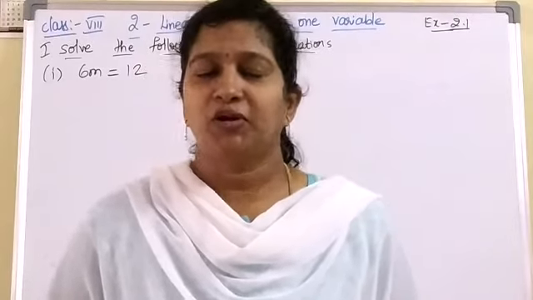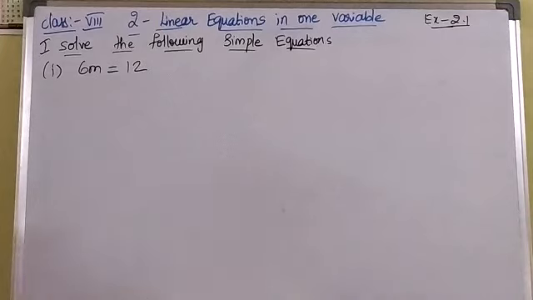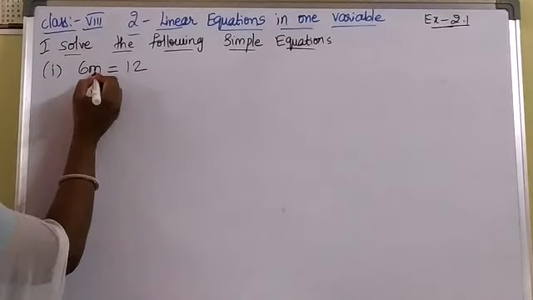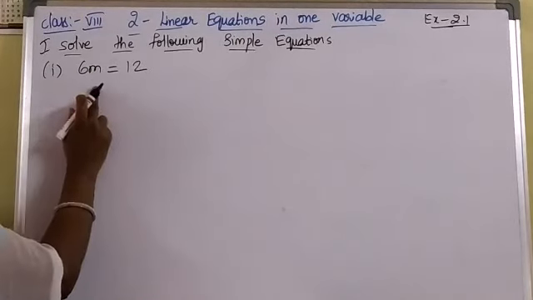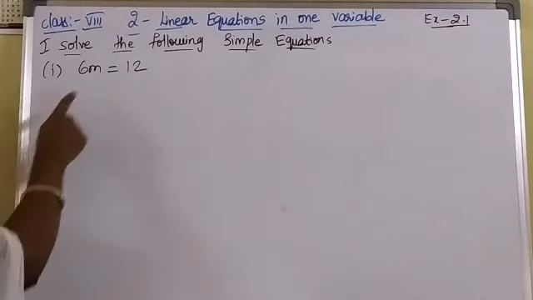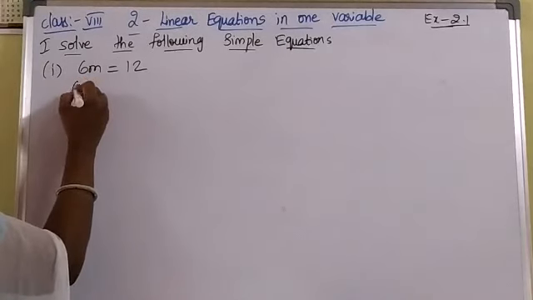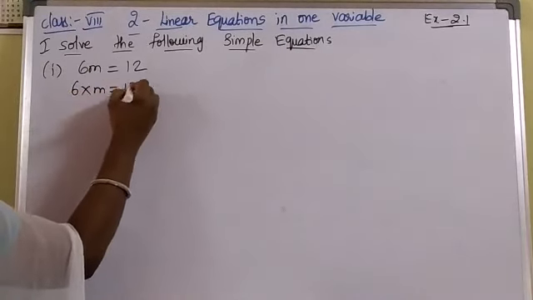In this video I am going to discuss some sums in 2.1. Coming to the question, solve the following simple equations. Here in the first one, 6m equal to 12. Here m is what? Variable. In this we have to find the value of m, and m is also called the subject. The value we are finding here is the subject, and the subject should always lie on the left side. Here m is already on the left side. 6m is nothing but 6 into m equal to 12.